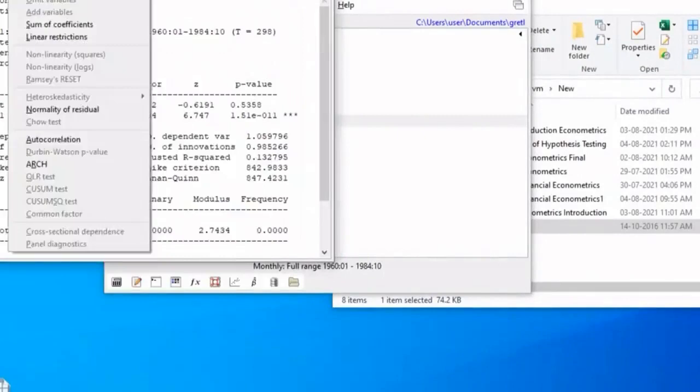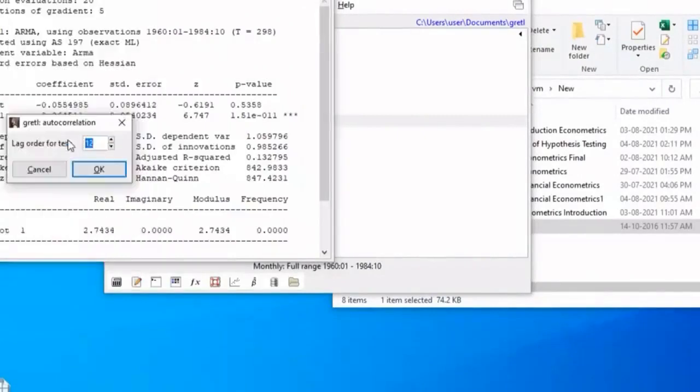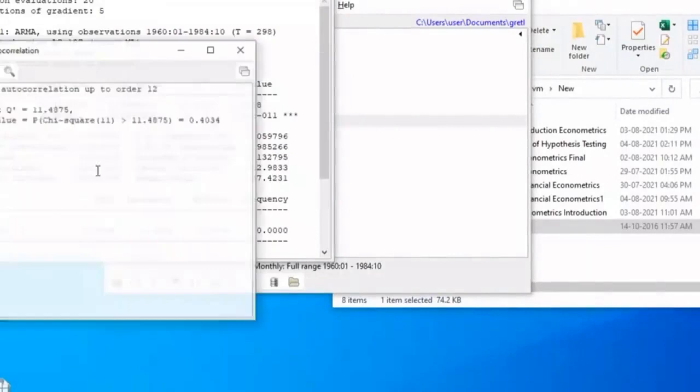Then second, we go to the autocorrelation. We are giving a lag of 12. Okay. So the p-value is 0.4034. So this is greater than 5%. That means there is no autocorrelation. Only one autocorrelation test is given, and that is the Ljung-Box Q statistic. You remember the Q statistic we obtained along with our correlogram. Okay, that is the Ljung-Box Q statistic. It's given as the Q star statistic, because there is another statistic called the Box-Pierce Q statistic.